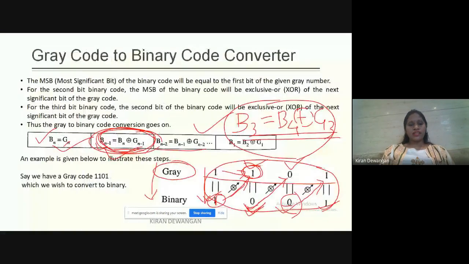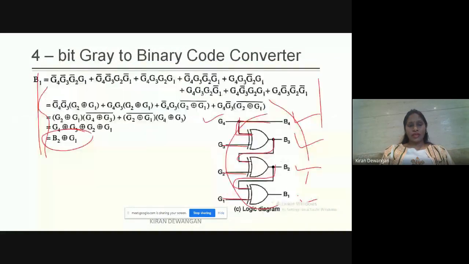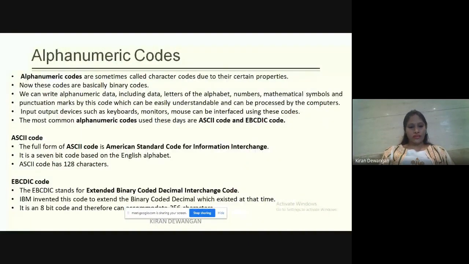ठीक है, so these are the binary to gray code conversion, gray to binary code conversion. Now we are into the last topic of this unit. This was a huge unit, बहुत ज्यादा था. Alphanumeric code. Till now we have studied about the numeric codes. अभी तक हम सिर्फ numeric codes पढ़ रहे थे. This is the alphanumeric code. It is also called as character codes.